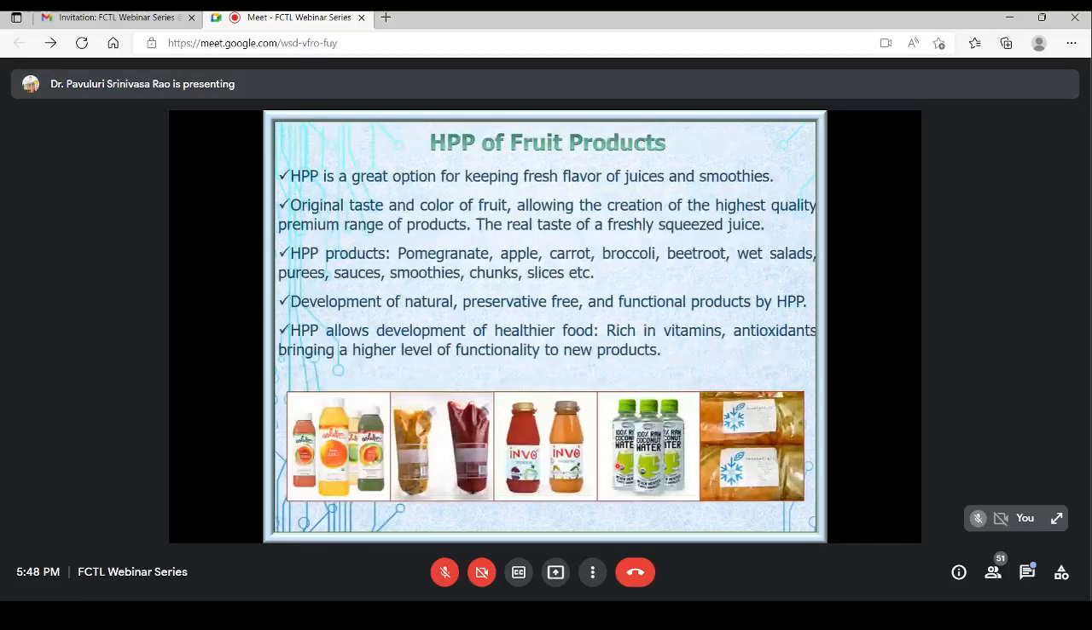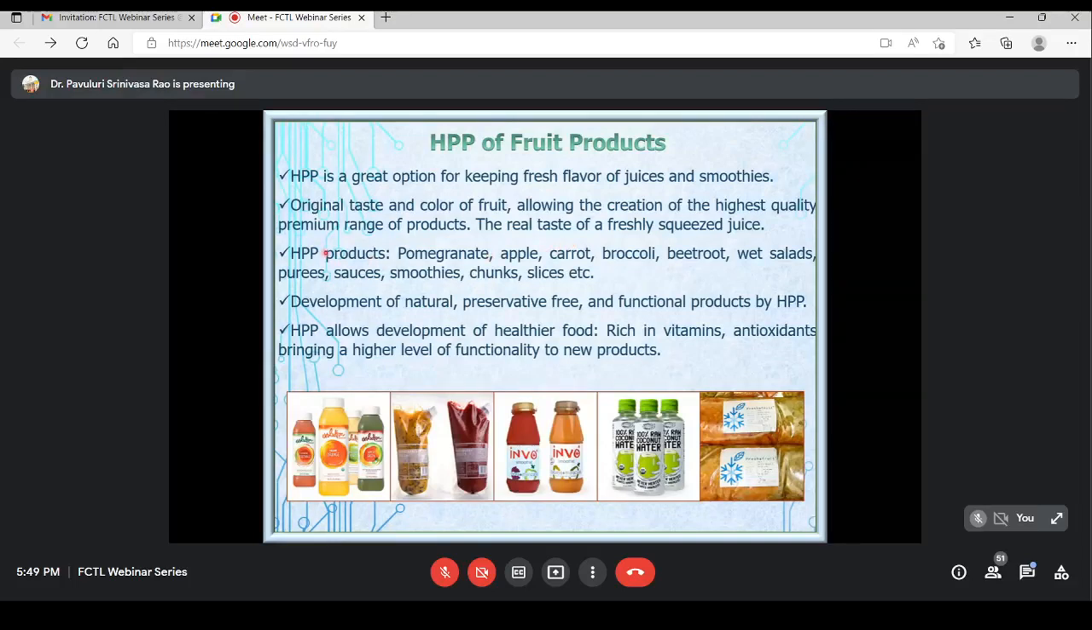Now these are some of the HPP based food products. It is always said that good quality is maintained. The original taste and color of the food can be maintained, allowing the creation of highest quality premium range products. So the real taste of freshly squeezed juice can be released, and that is one of the major advantages with juices.